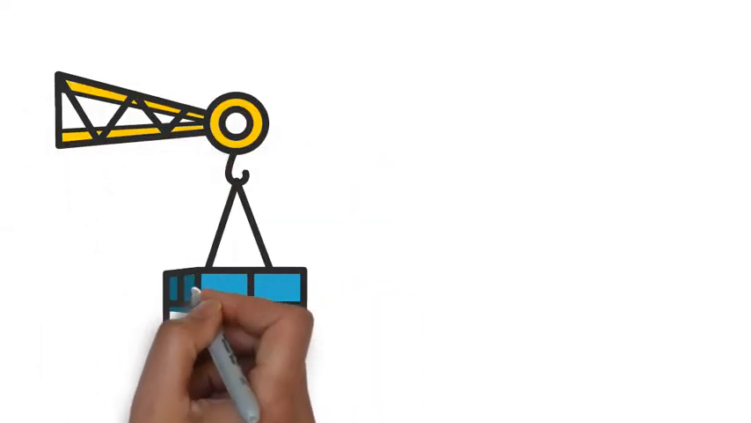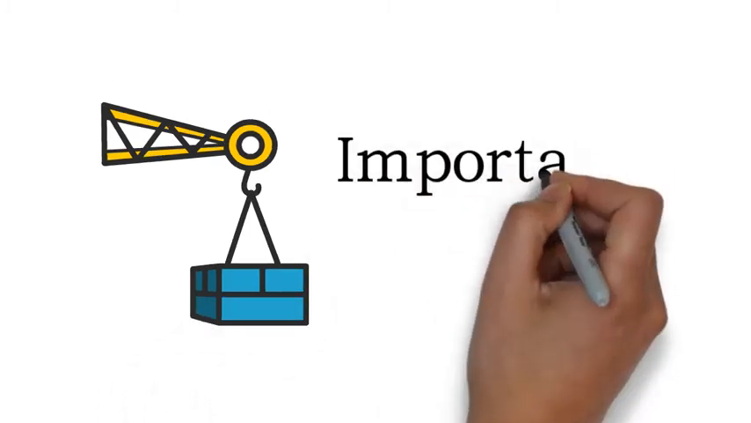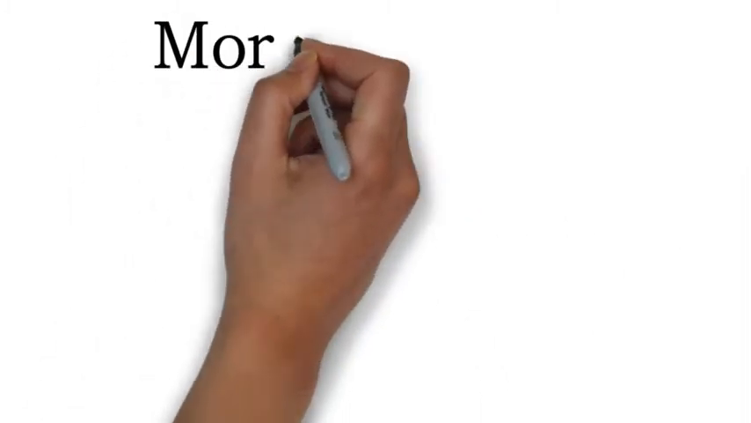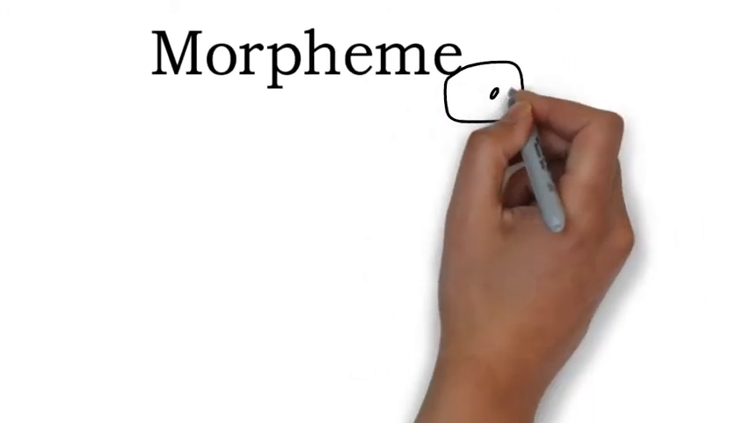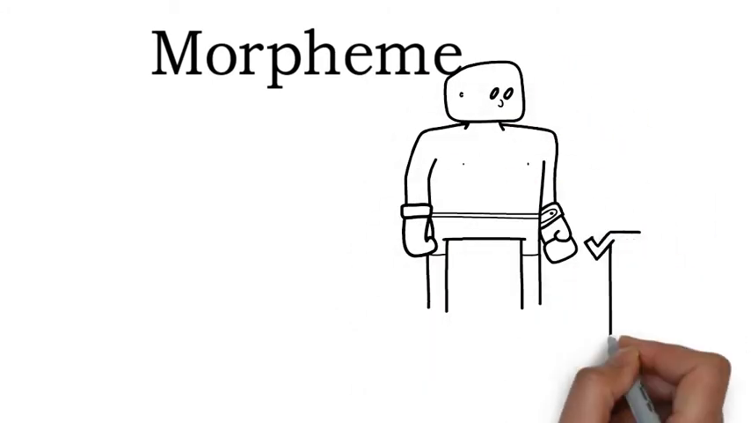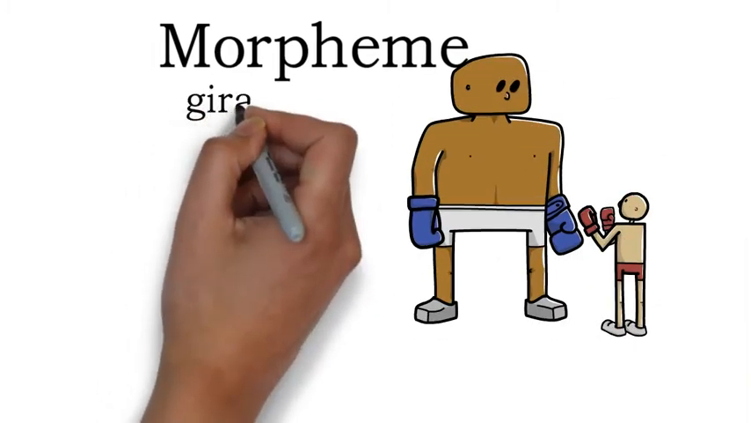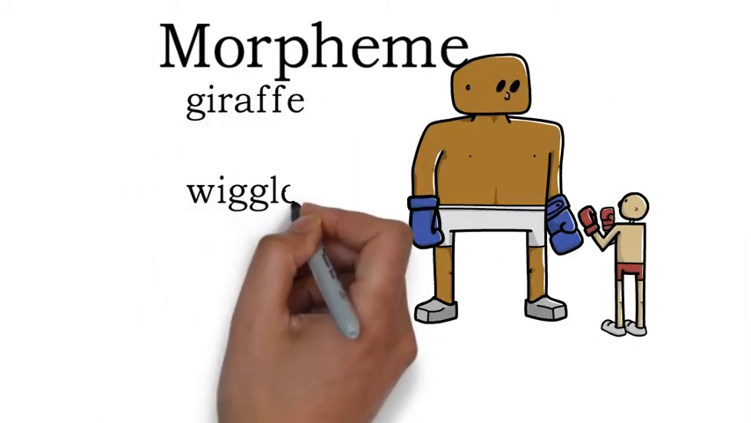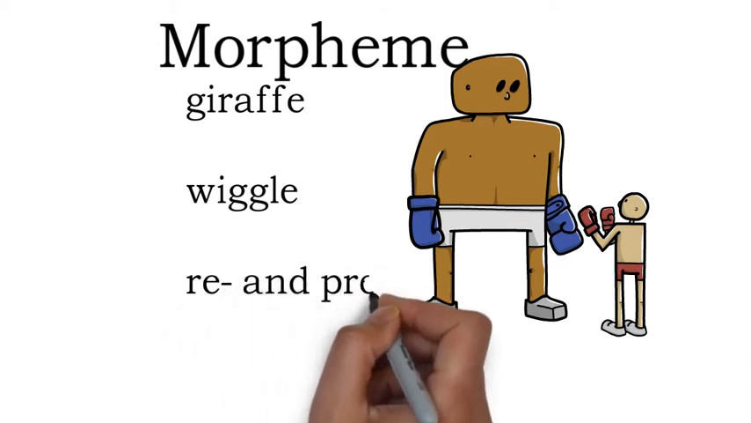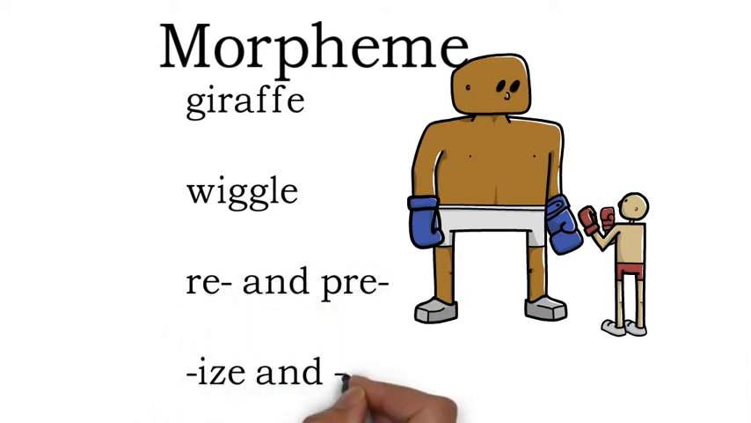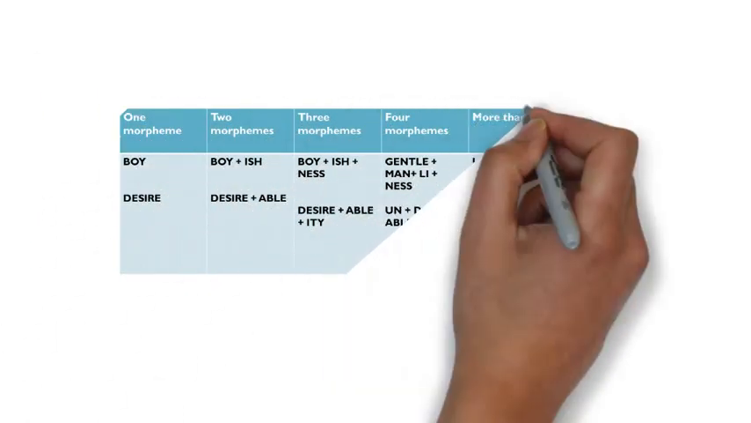If we want to understand how words are formed, we need to learn some other important concepts. The first is the morpheme. Linguists define a morpheme as the smallest unit of language that has its own meaning. Simple words like giraffe, wiggle, or yellow are morphemes, but so are prefixes like re- and pre-, and suffixes like -ish and -er.